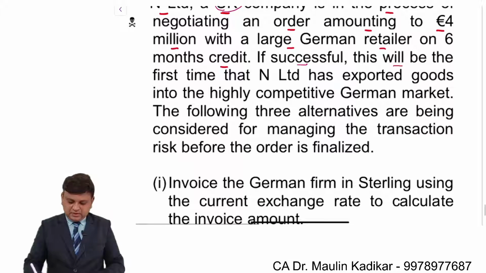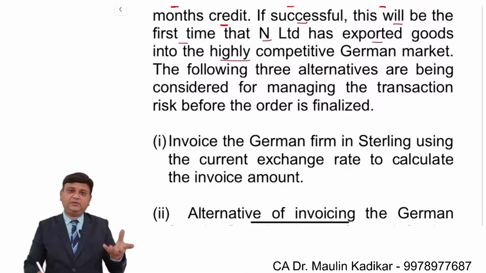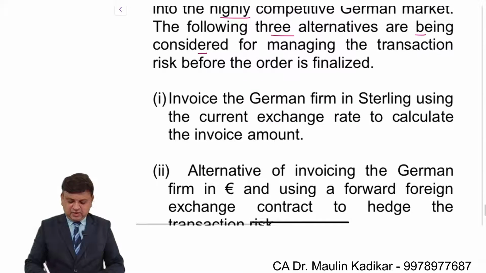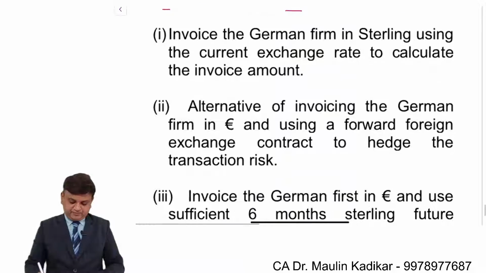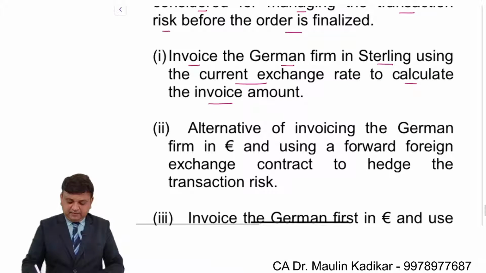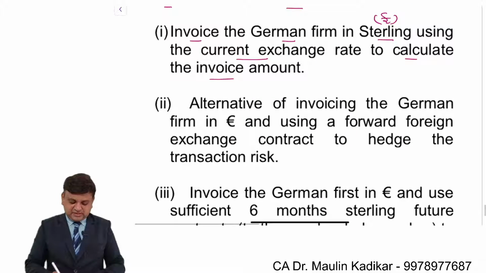If successful, this will be the first time that N Ltd has exported goods into the highly competitive German market. The following three alternatives are being considered for managing the transaction risk before the order is finalized. Invoice the German firm in sterling using the current exchange rate to calculate the invoice amount. Means send the invoice to the customer in pound currency, that is in the domestic currency only, using the current exchange rate.